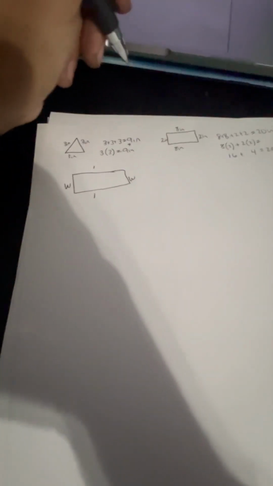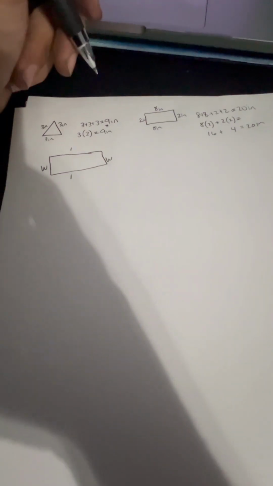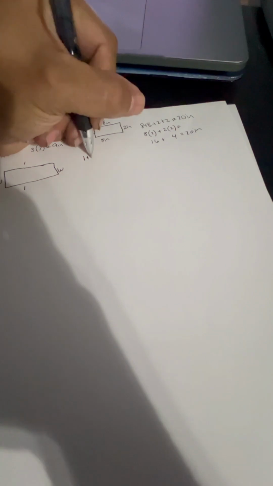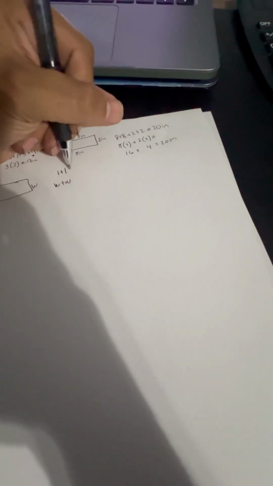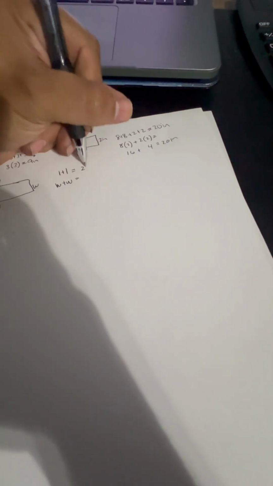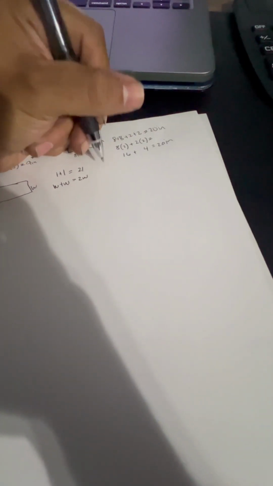So what's the perimeter for this? So in this case, we don't have actual numbers, but we're doing letters. So it would be L plus L, and then W plus W. And that equals 2L and 2W. So the perimeter would be 2L plus 2W.